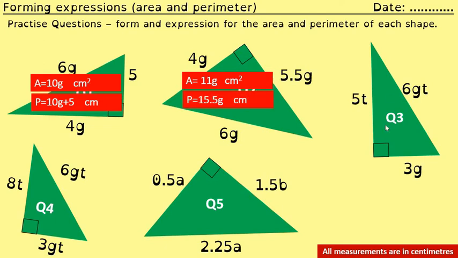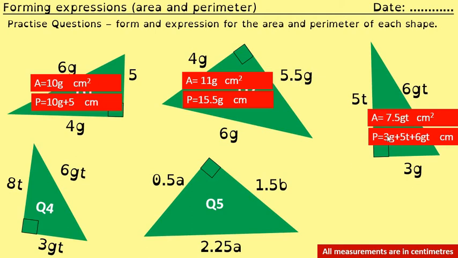For question 3, I'm going to be doing 1/2 times base 3g times height 5t, which gives me 7.5gt, and then my perimeter is my three sides added up, but we don't get any like terms here, so I couldn't simplify at all. I just had 3g plus 5t plus 6gt centimetres.